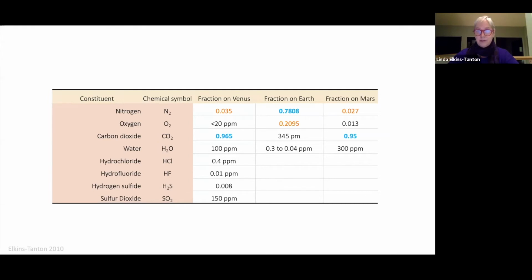78% of Earth's atmosphere is made of nitrogen. And for both Venus and Mars, it's carbon dioxide. 95, 96% carbon dioxide, both on Venus and on Mars. The second most common constituent for each planet is in orange. For the Earth, that's famously oxygen.